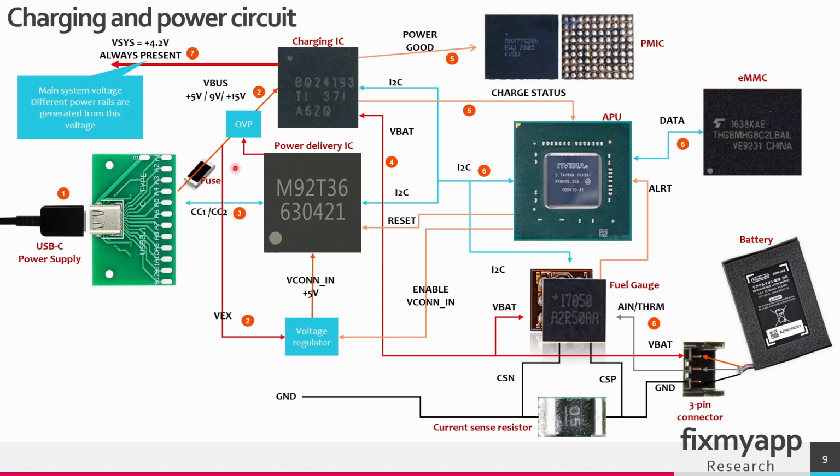So this is a fuse. If there is a short circuit somewhere in this circuit, it can blow this fuse. So in this blue region we have an over voltage protection. We will see later on how this looks.